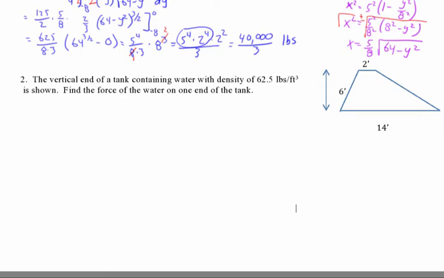So when we're doing this, we have the vertical end of a tank containing water with the density 62.5 pounds per cubic foot shown, and then we're finding the force of the water on one end of the tank. So we're going to, first of all, this is actually the height. We're going to look at one slice, have a delta y. We need to decide where we want to put the axes. What I'm going to do is I'm going to show you a couple different ways to do it. Let's first start off, and we're going to rewrite this graph. Go ahead and do so.